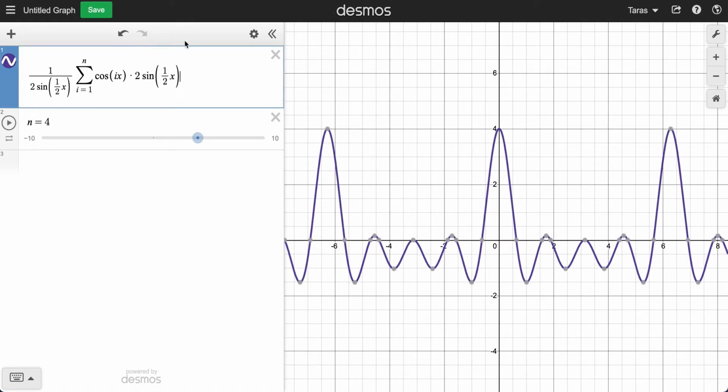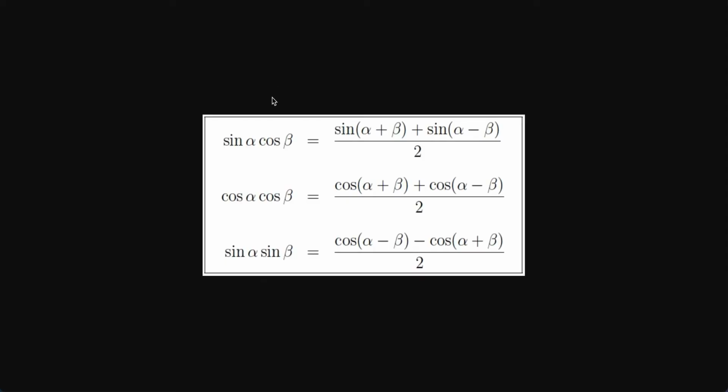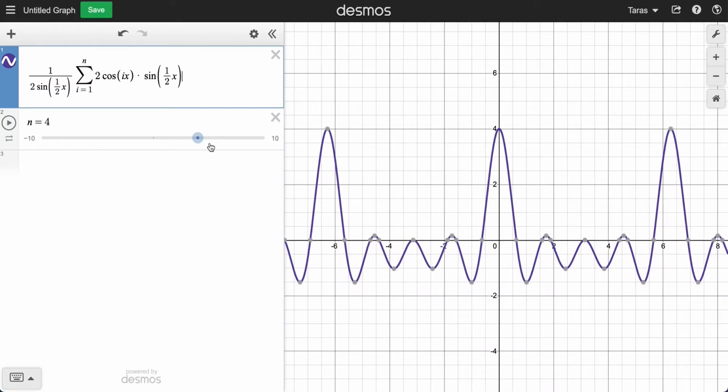Now, here we have a product of a cosine. Let's just move this multiplier over here. Here we have a product of cosine of alpha and sine of beta. We can transform this product using a simple trigonometric identity. I won't prove it, but it's very simple to prove. You can do it by yourself. Here we have sine alpha times cosine beta. That's exactly what we have here.